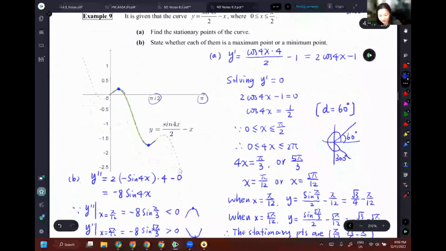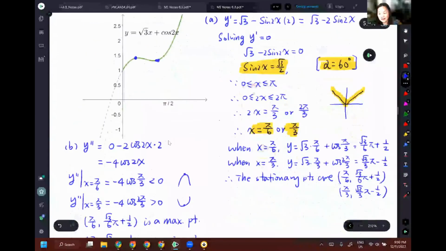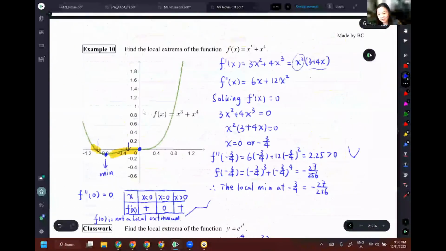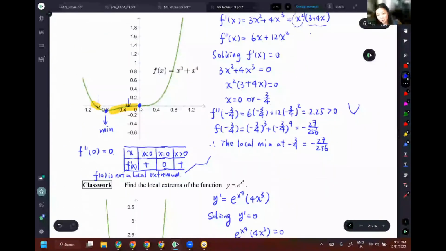Last example. There are many examples. The last example is this one. Here at this point, it's stationary and a point of inflection. This one is a saddle point.